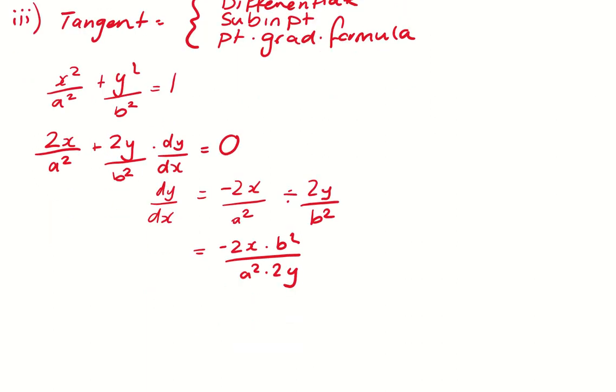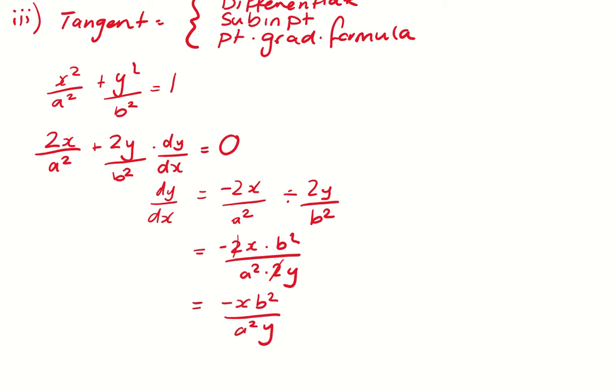Okay, so all I have done is just rearrange for dy/dx equals. My 2's will cancel and I'm going to end up with negative x b squared over a squared y. Okay, so there's my equation of the gradient at any point.